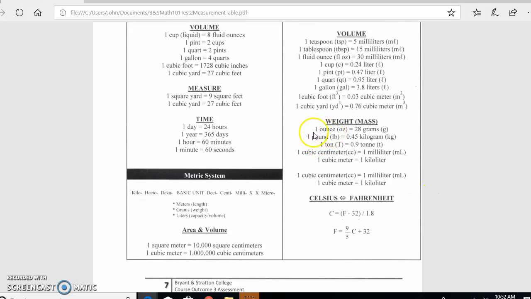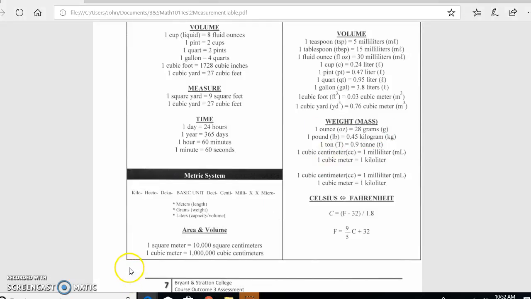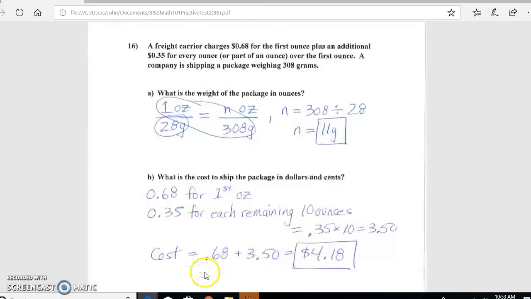On the right-hand column, we find this formula right here. 1 ounce is equal to 28 grams. That's going to be the formula that we use in the problem. And so we go back to our problem. We take that formula and we set it up as a ratio. 1 ounce is equal to 28 grams.